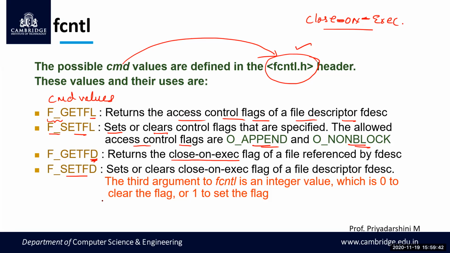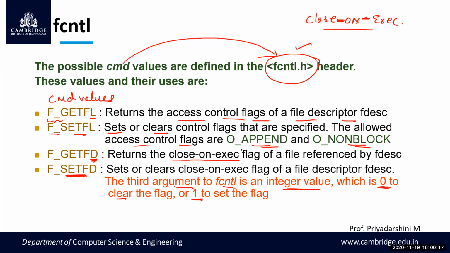What can be the possible values of the close on exec flag? If you set this, then you can actually set the close on exec flag value. What should you set in the third argument? The third argument of fcntl is an integer value. If it is 0, then if the close on exec flag is already set, you should clear the flag. You should remove that flag. Or if it is 1, you are setting that flag.